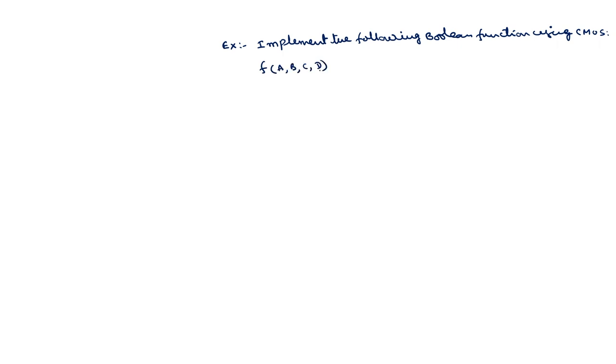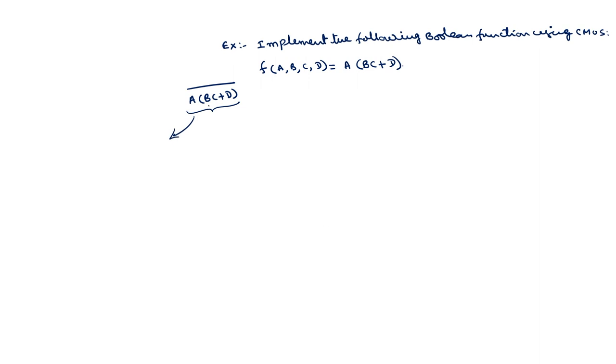Now let us take another example. f of a, b, c, d, four variables only, is equal to a into b, c plus d. Here I don't have the complement. So let us first implement f of a, b, c, d bar, which is with complement, then you pass it through the NOT gate. Then what is the implementation of a into b, c plus d whole bar? You have to consider this part only.